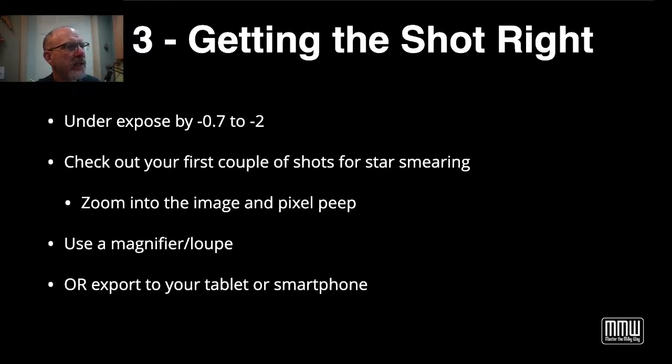And then, you know, always check your first couple of shots, right? You'll take the first couple of shots. You want to do some pixel peeping, zooming in, making sure that you got everything set. And you want to make sure that the stars are sharp, right? I've also heard you can get a little magnifier loop that you can put on the back of your camera, depending on whether you're wearing glasses or whatever, to zoom in as well on your screen. Or again, you could export the image to your tablet or smartphone if you have one of those connection apps to your phone and zoom in on there and look at it as well.